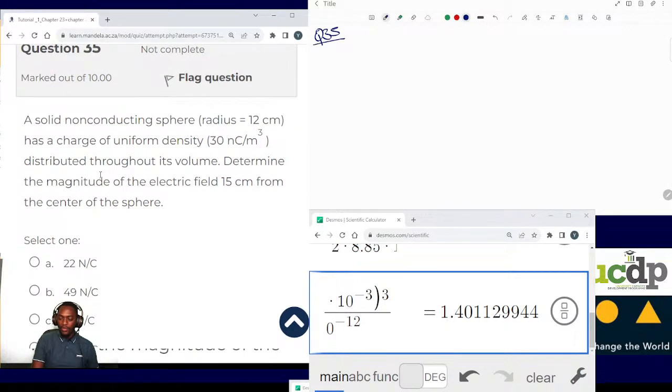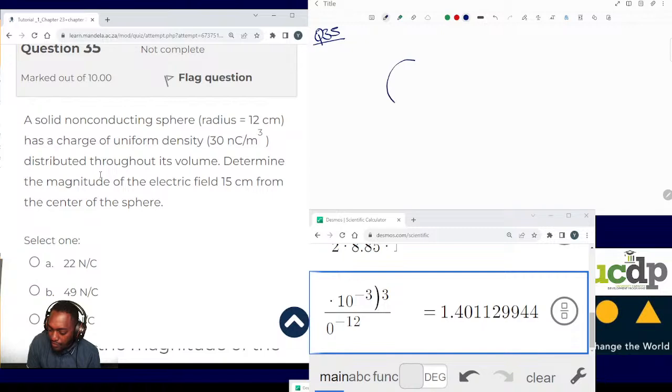I want us to solve this one together, right? I've been taking the lead on the earlier questions, but now that you are following, I guess we can do this one together. You tell me what I should do and how I should go about this one. So pay attention to the question. A solid non-conducting sphere of radius 12 centimeters has a charge of uniform density 30 nanocoulomb per cubic meter distributed throughout its volume. Determine the magnitude of the electric field 15 centimeters from the center of the sphere.